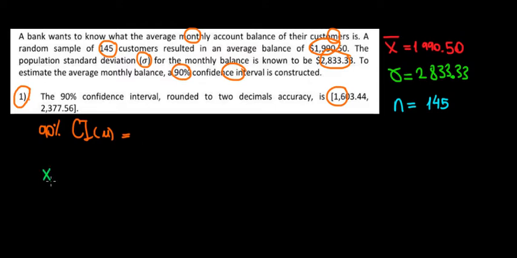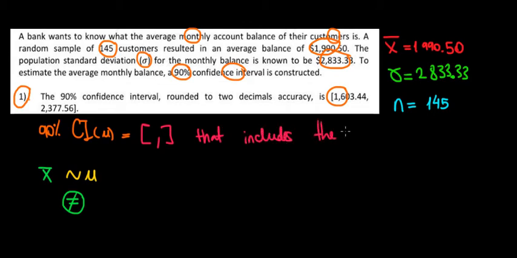Why is that? Because the sample mean is just an estimate of the population mean. The sample mean is not equal to the population mean. So because they are not equal, we want to find out a range of values, an interval where we can actually have the population mean included with a probability of 90%. So here we're going to have an interval that includes the population mean, the mu, with a probability of 90%.